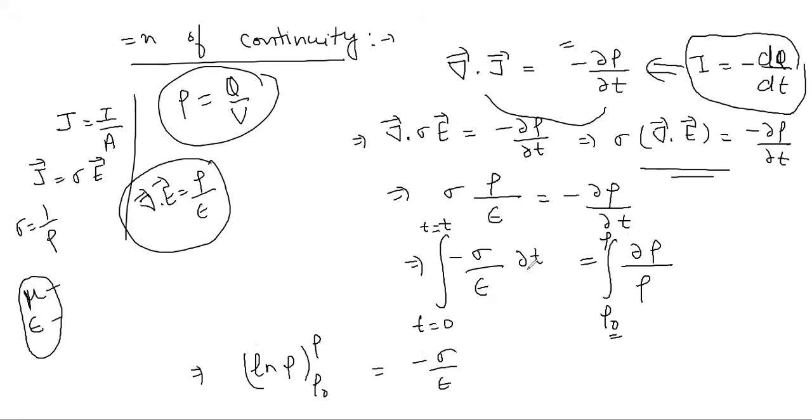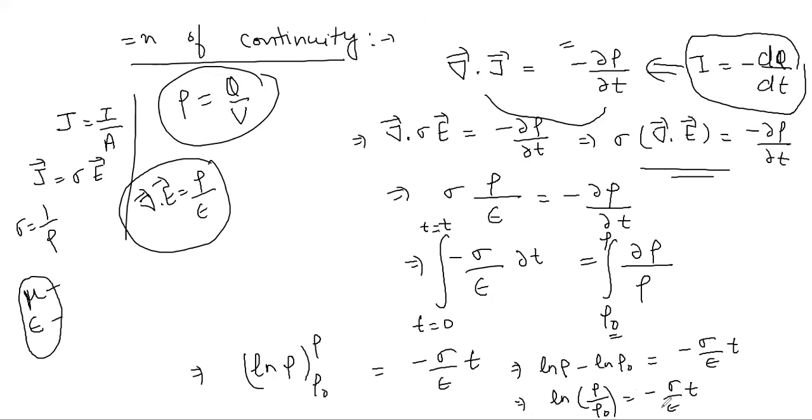Integration of curly t or dt would be equal to t, limit t and 0 put karenge to aapko simply yahan pe t mil jayega. Yahan pe limit agar aap put karoge, what you will get is ln of rho minus ln of rho naught is equal to minus sigma upon epsilon into t. Isko aap further likh sakte ho, ln a minus ln b is equal to ln a over b. So aap isko further aise likh sakte hain.